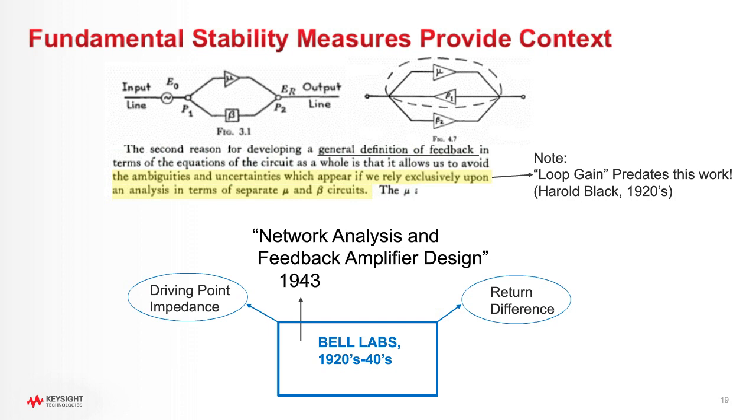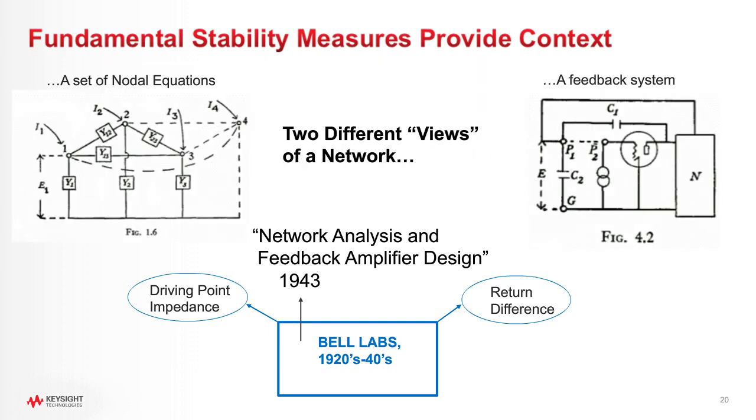So Bode's whole goal with this work was to determine a more general definition that would allow us to have rigor that loop gain lacked. And here, by the way, these two terms, the beta term and the mu term, are the gain and feedback terms that he's referring to. You can see them in the little feedback network there.